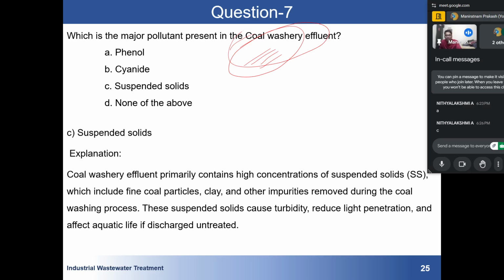The answer is C, suspended solids. In coal we have too much suspended particles, so the wastewater also has too many solids. Coal wash effluent primarily contains a high concentration of suspended solids, which include coal fine particles, clay, and other impurities removed during the coal washing process. These suspended solids cause turbidity, reduce light penetration, and affect aquatic life if discharged untreated.